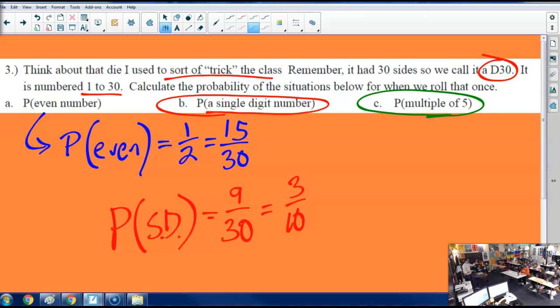Multiple of 5. 5, 10, 15, 20, 25, 30. 6. We're going to say M5 for multiple of 5. So 6 out of, can this reduce? Ooh, 1/5, because they both divide by 6.